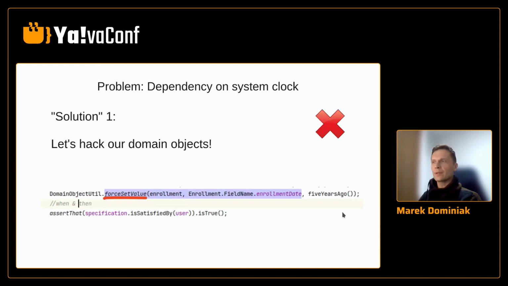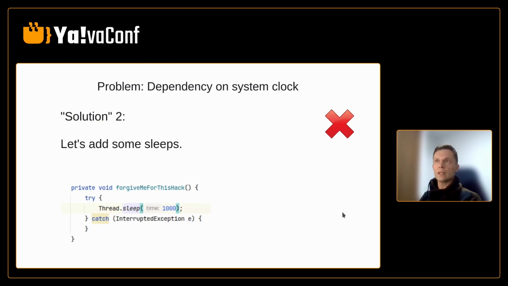I believe each time I gave this presentation, I saw many hands inside the company, and outside the company as well, go up when I asked who is hacking their domain objects. But this is not good. We are essentially skipping some important business rules when testing. That's really bad. Another solution, who saw something like that? We are sleeping in the code just to move the clock a little bit more.